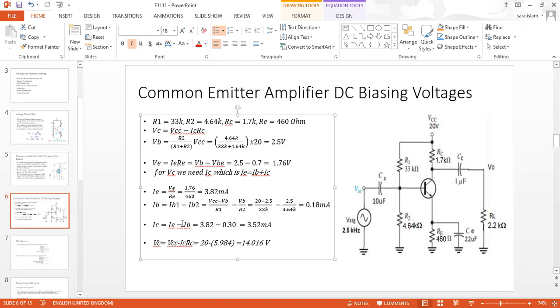Now I know that I can rearrange this equation and find out IC, which is equal to I emitter minus I base, right? So this is my IC current. So I have found out all the currents and all the voltages, and finally VC is equal to VCC minus IC into RC, which is equivalent to 14.016.